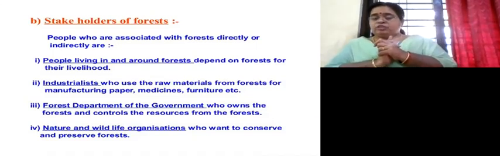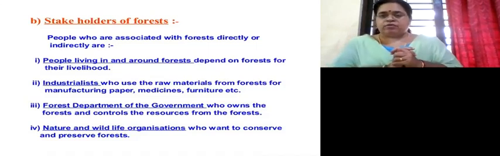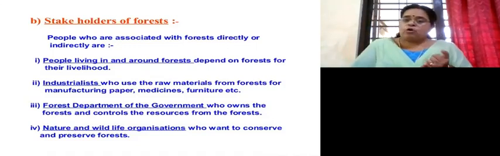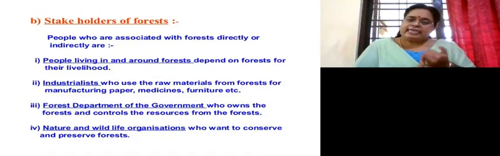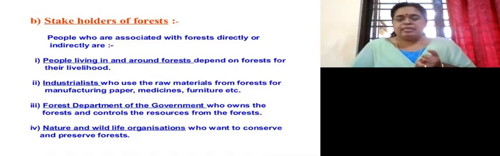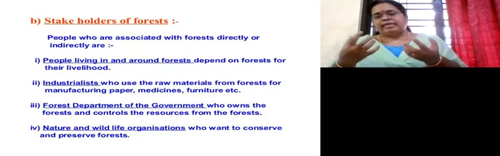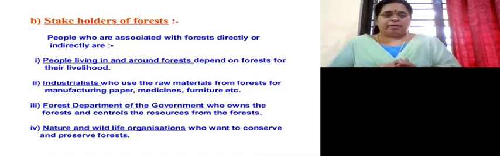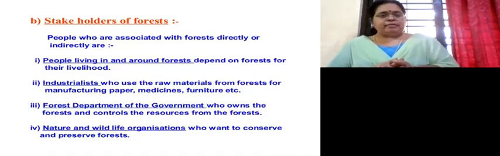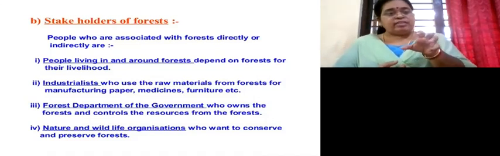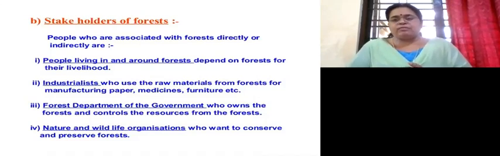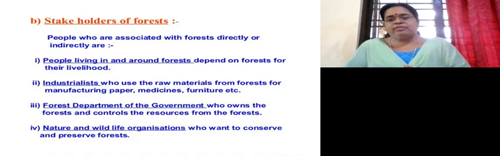Very important question, children. Who are the stakeholders in the forest? The first stakeholder definitely is the local people who live in or near the forest or around the forest. The second stakeholder are the industrialists, who are coming to the forest for collecting the raw materials for the industries. The third stakeholder is the forest department of the government, because maybe they are waiting for the revenue that they get from the forest. And the fourth one is the nature lovers or the wildlife lovers, who are always worried that the biodiversity and its balance should be maintained in a proper manner.